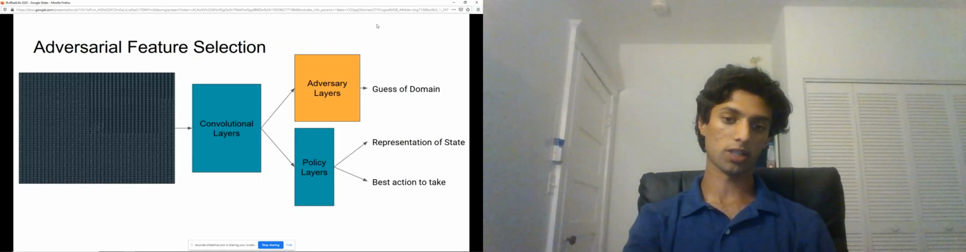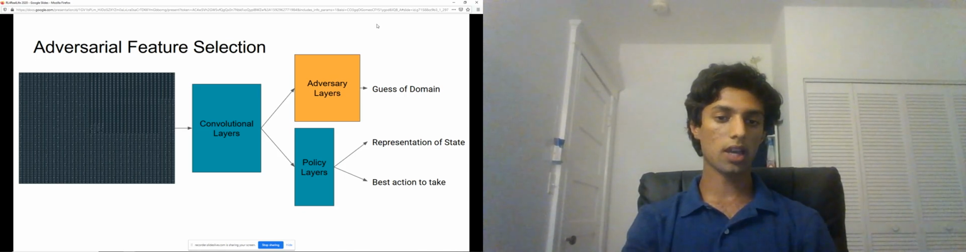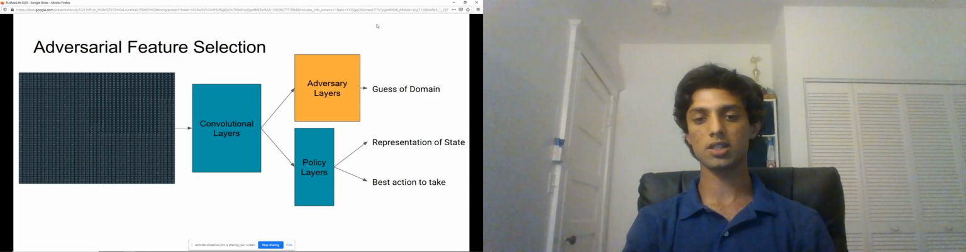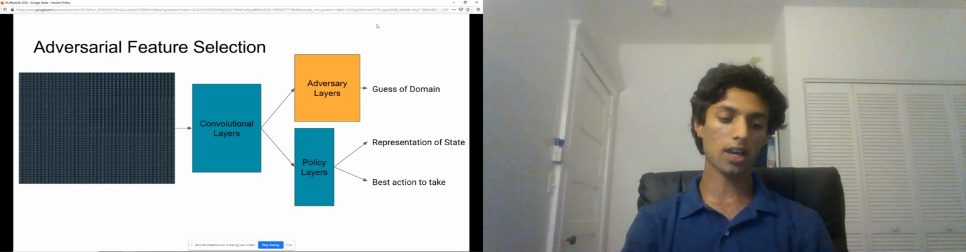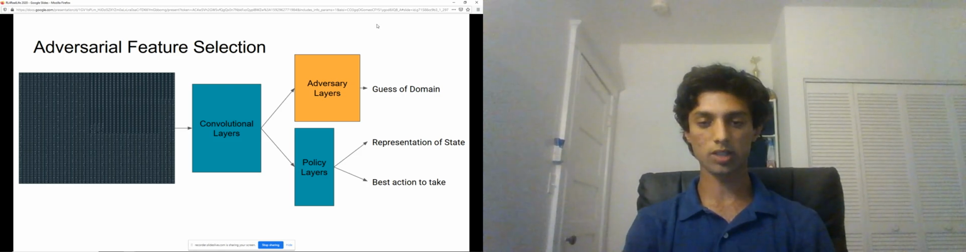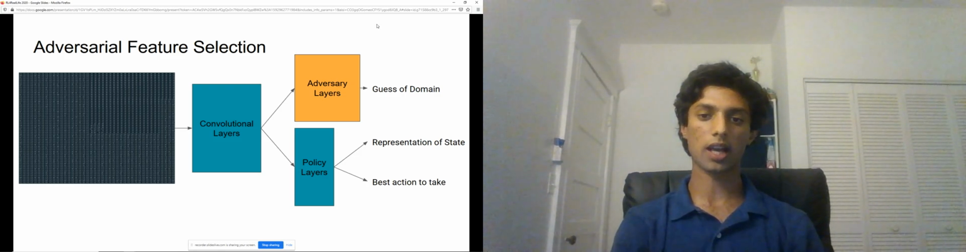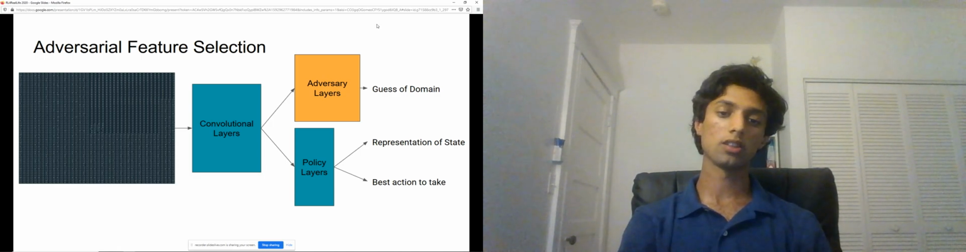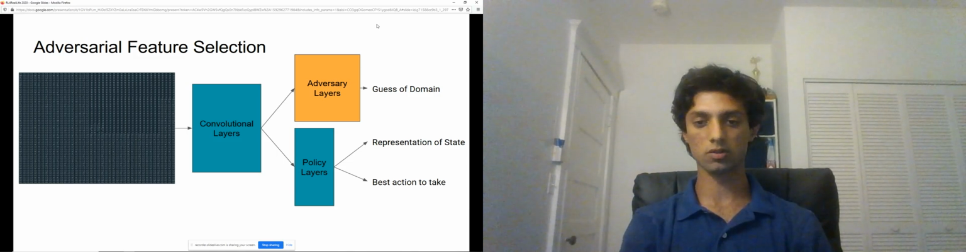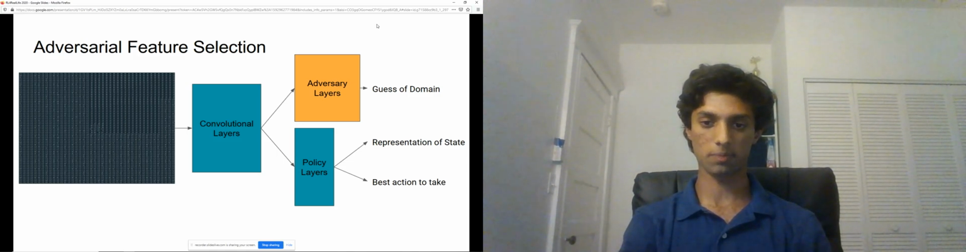So how do we actually do this? From our output over convolutional layers, we have some feature representation that we want to be agnostic to domain. So instead, we can use an adversary that tries to guess the domain. And this is similar to the Wasserstein-GAN paper, this will actually estimate the Wasserstein distance between the two distributions of representations conditioned on the domain.